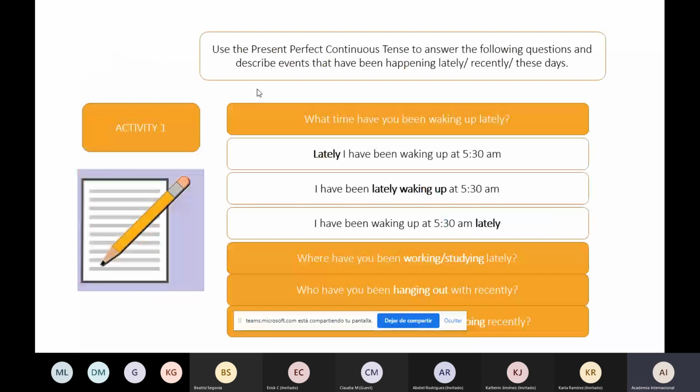Okay. Now let's see the first activity. If you want, you can take notes on a notebook, or you can type on your phone, whatever you want. Okay. Use the present perfect continuous tense to answer the following questions and describe events that have been happening lately, recently, or these days. What time have you been waking up lately?